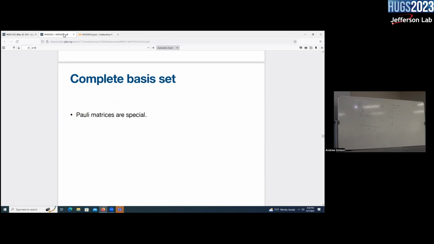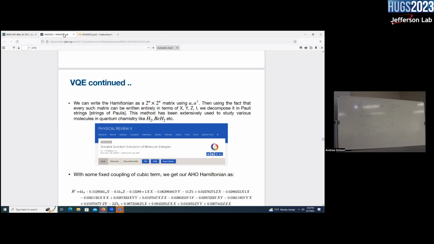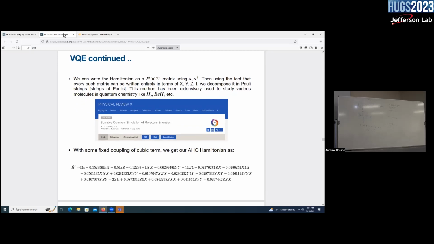Okay, so as I already mentioned, Pauli matrices are special because they form a complete basis set. As I mentioned, we can rewrite a 2^n by 2^n matrix using Pauli matrices, or you can also write a 2^n by 2^n matrix using creation and annihilation operators. For example, these are the operators which we know from the harmonic oscillator. So this is all the qubit-based approach to quantum computing. Here we want to write it in terms of Pauli matrices because we want to deal with 2 by 2 matrices.